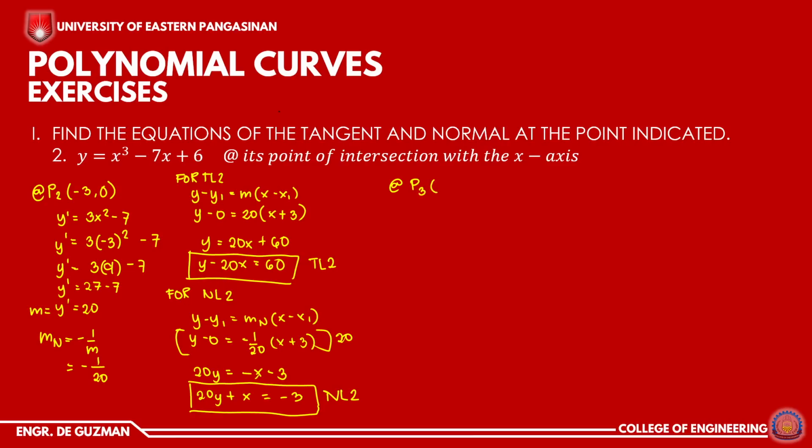So, at point 3, 2, and 0. So, y prime is equals to 3x squared minus 7. Y prime is equals to 3 times 2 squared minus 7. Y prime is 3 times 4, so 12. 12 minus 7. So, y prime is equals to 5 or m. For mn, negative 1 over m. So, negative 1 over 5.